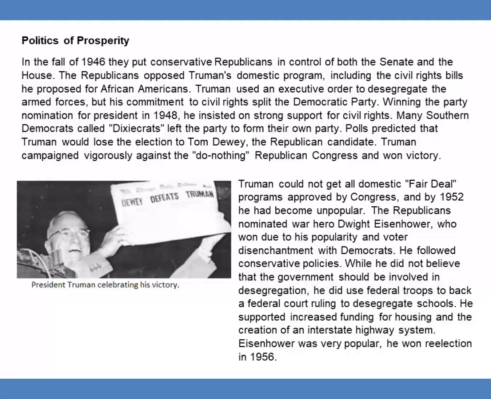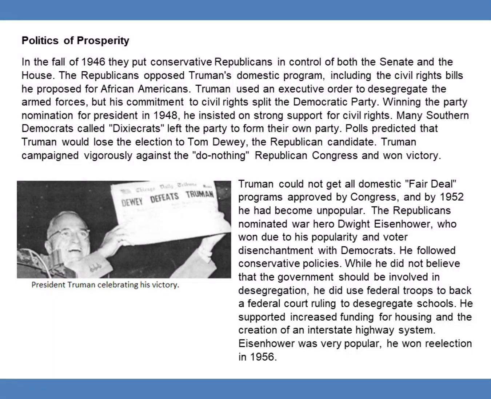Truman could not get all domestic Fair Deal programs approved by Congress, and by 1952 he had become unpopular. The Republicans nominated war hero Dwight Eisenhower, who won due to his popularity and voter disenchantment with Democrats. He followed conservative policies. While he did not believe that the government should be involved in desegregation, he did use federal troops to back a federal court ruling to desegregate schools.